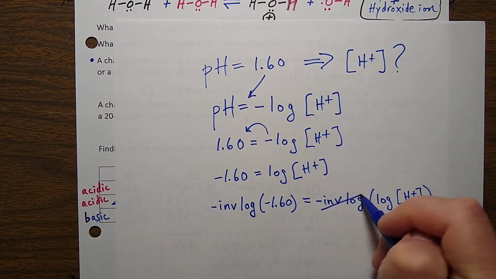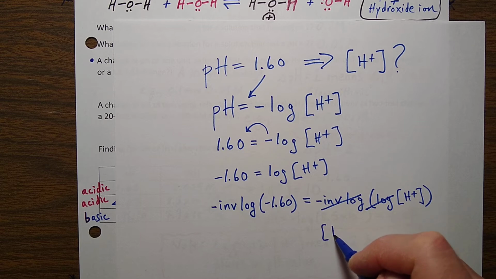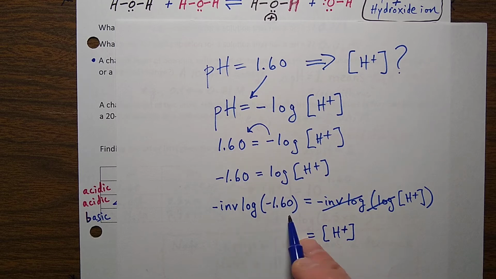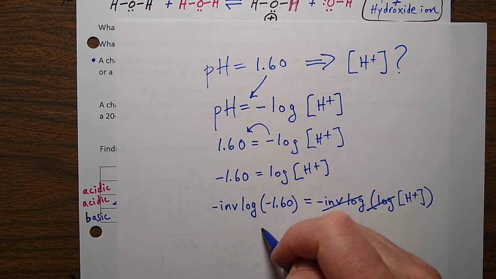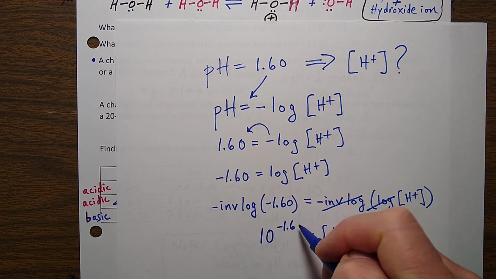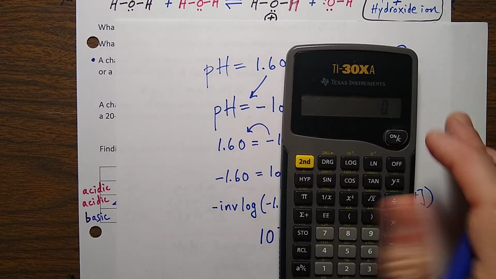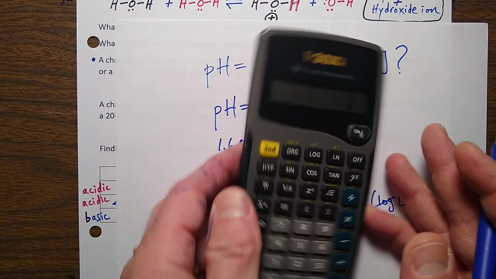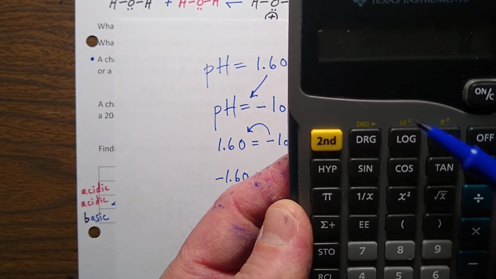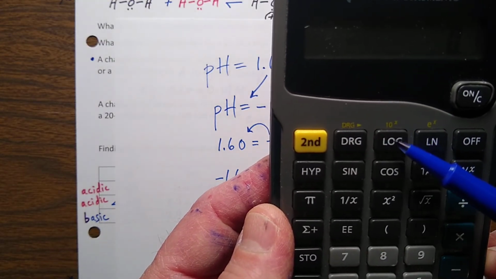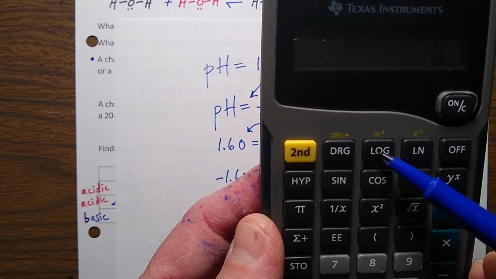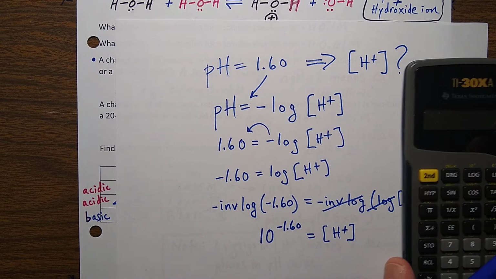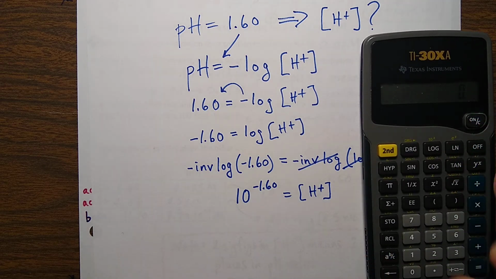they cancel out. So I'm left with the hydrogen ion concentration equal to the inverse log of this number. How do you do that on a calculator? Another way to write that would be 10 to the negative 1.60 power. On my particular calculator, that's the second function of the logarithm key, 10 to the x power. That's what I'm talking about when I write the notation like this. So don't panic, you'll get this, it's not that bad.